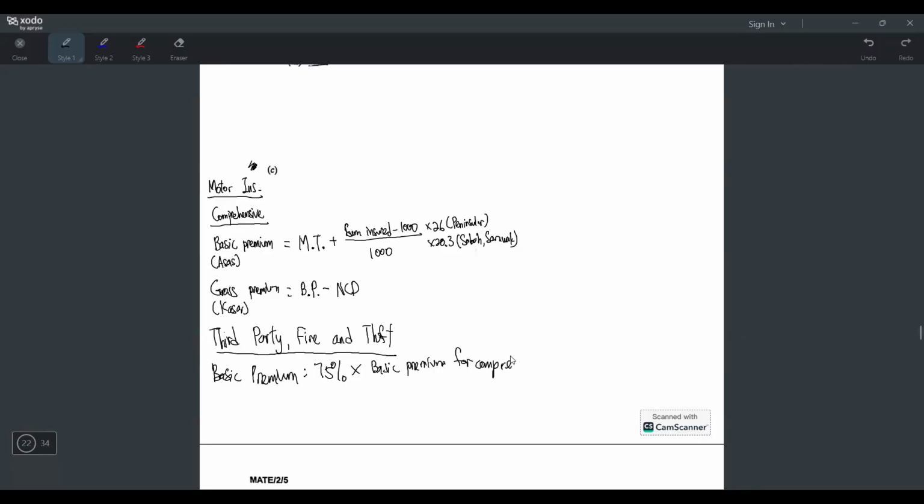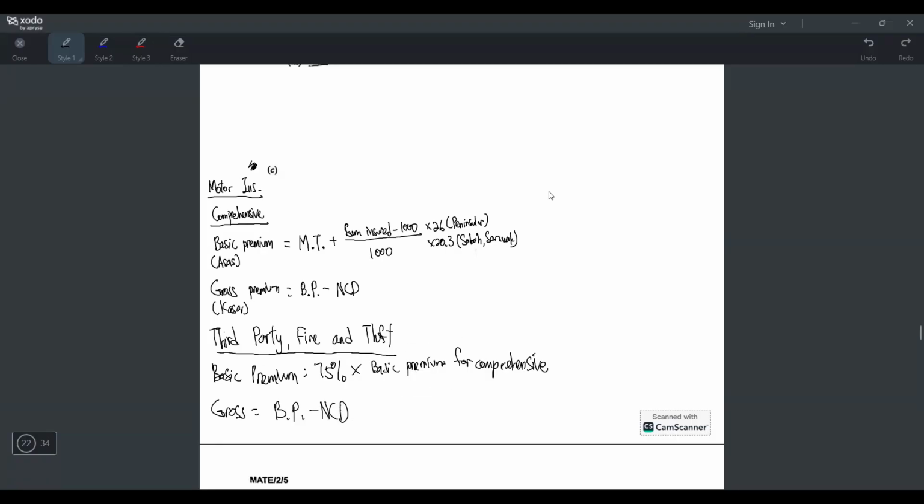This one you have to remember, you have to memorise. This one is all very important. So how to get the basic premium for third party fire and theft? 75% times the basic premium for comprehensive. It means you have to do this one first, then only you can substitute inside here. Okay, that's the method. Then how to get the gross premium? Same as just now, take your basic premium answer, but this time your basic premium is from here, and then minus the NCD, the discount.